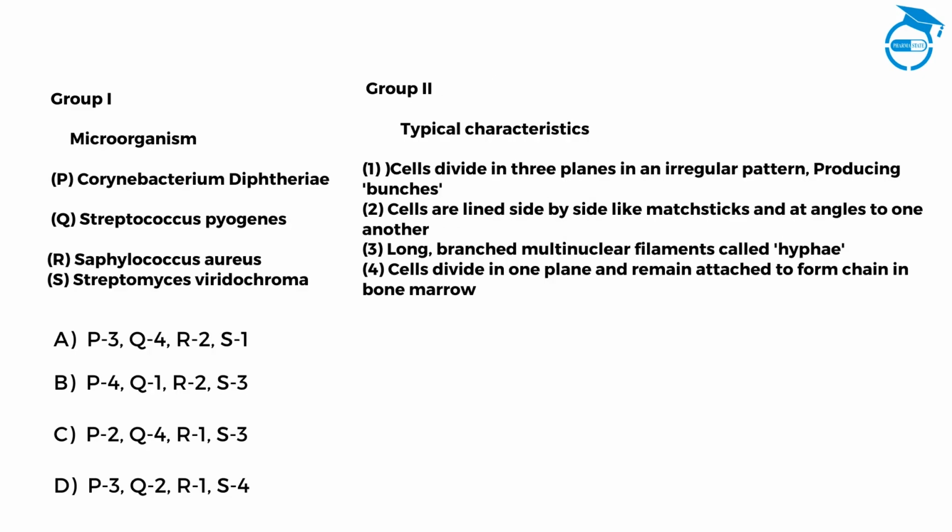Group 1, Group 2. Microorganism, typical characteristics. P. Corynebacterium diphtheriae, 1. Cells divide in 3 planes in an irregular pattern, producing bunches. Q. Streptococcus pyogenes, 2. Cells are lined side by side like matchsticks and at angles to one another. R. Staphylococcus aureus, 3. Long, branched multinucleate filaments called hyphae. S. Streptomyces viridochromogenes, 4. Cells divide in one plane and remain attached to form chains.